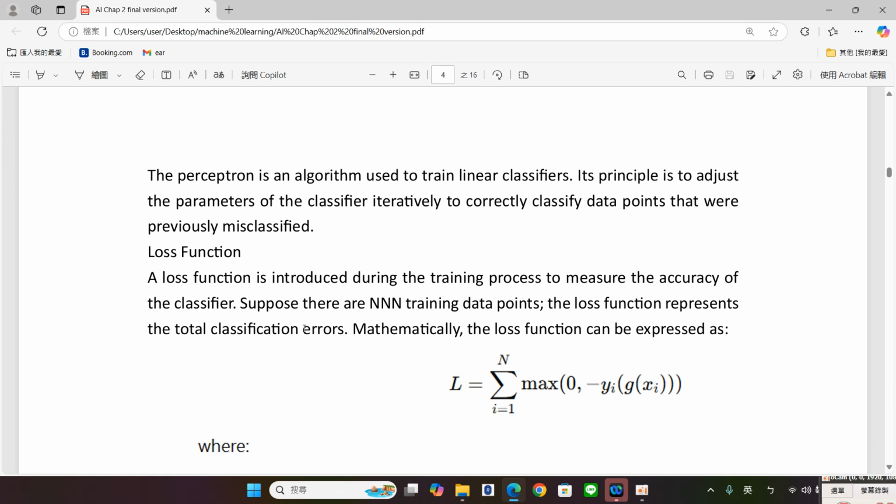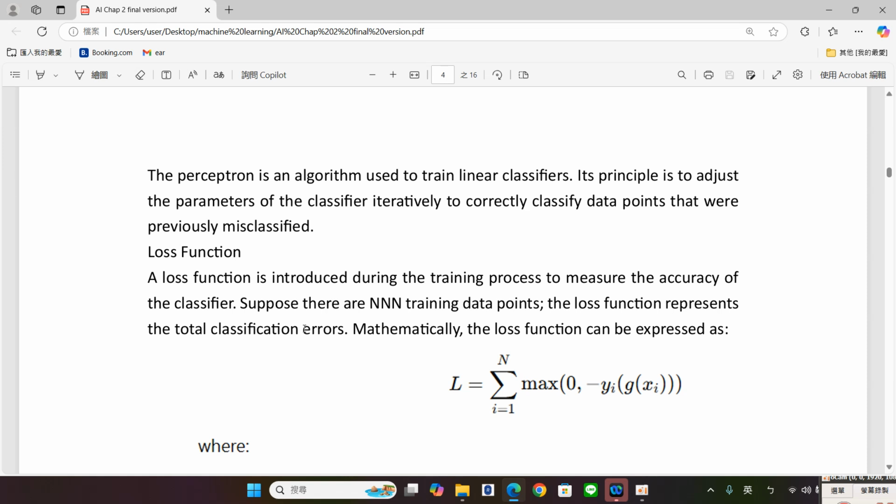Loss function. A loss function is introduced during the training process to measure the accuracy of the classifier. Suppose there are n training data points. The loss function represents the total classification errors.